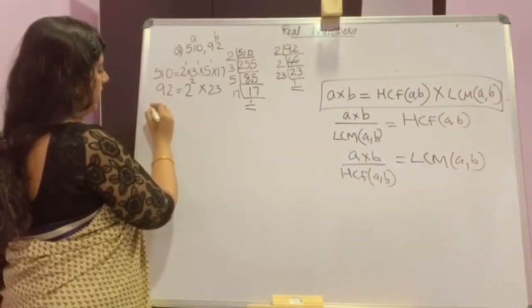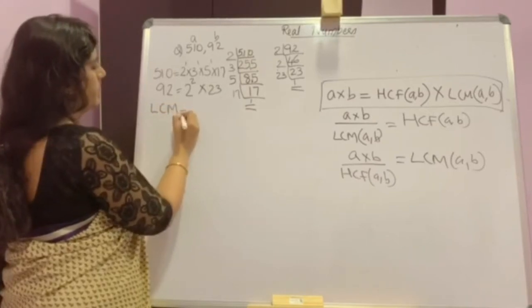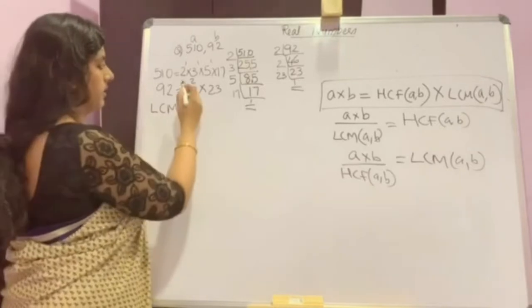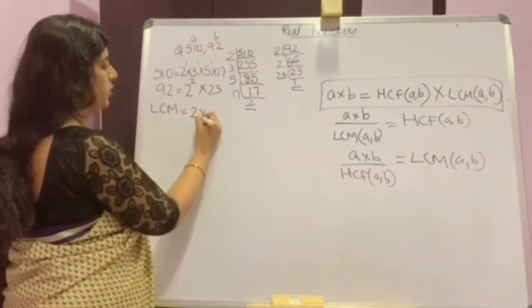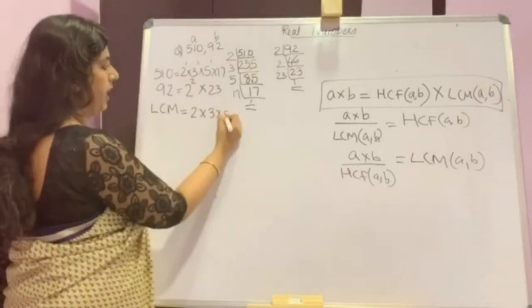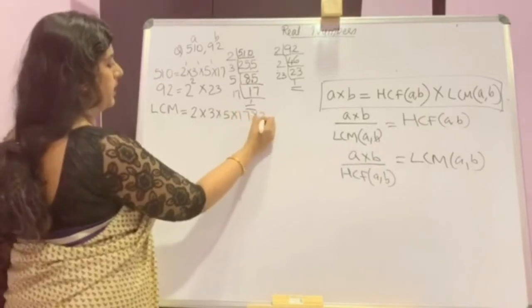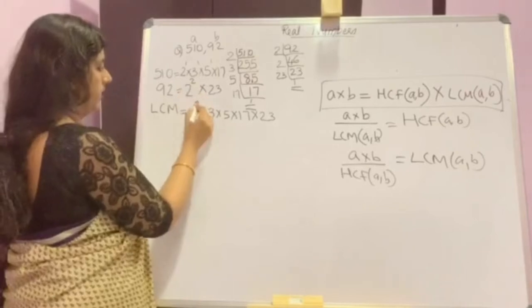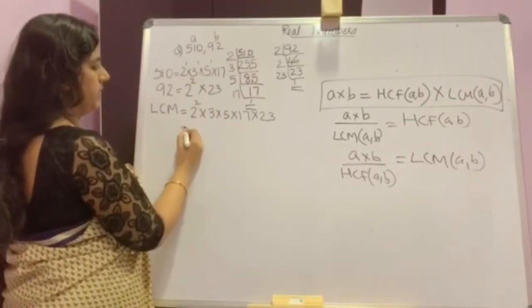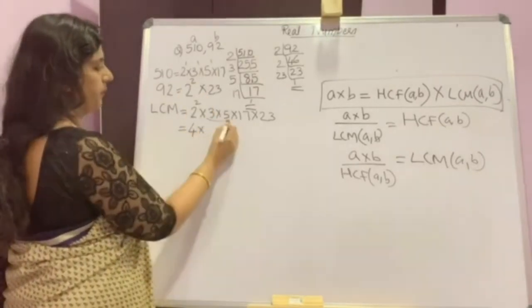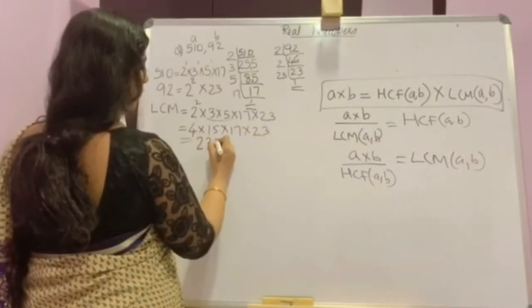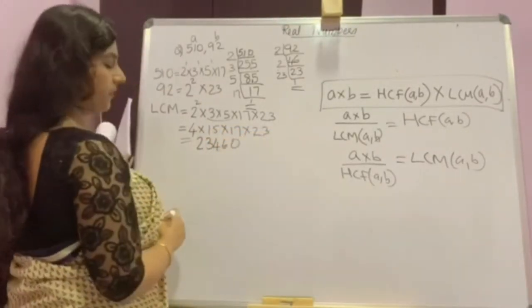We have to check the LCM. LCM is equal to the product of all the factors. Which are the factors here? 2 into 3 into 5 into 17 into 23. And we have to take the greatest power. So that is 4 into 15 into 17 into 23, which gives 23460.